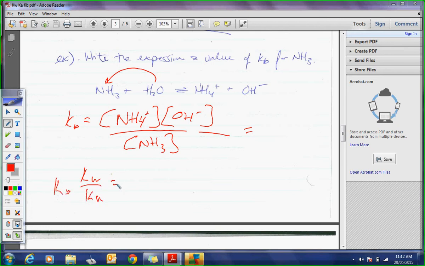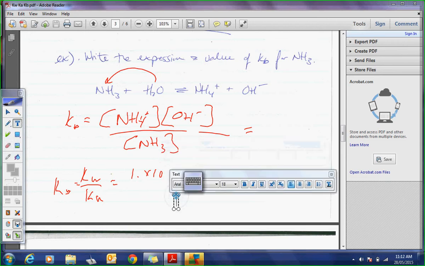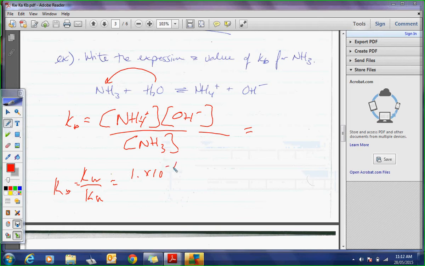And Kw is? Oh, really? And your Ka value is? 5.6 times 10 to the negative 10. How did you know that? Where do you find it? Find it in your data booklet. Find your NH4 and NH3 combo.